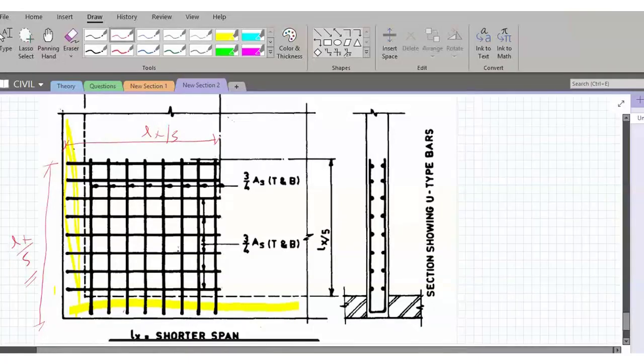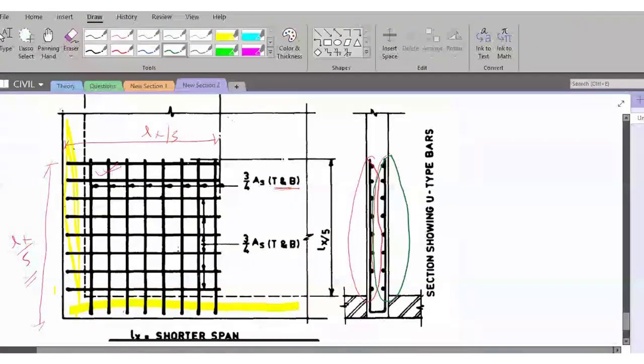Okay, so torsion reinforcement is provided at the corner in the form of a mesh, and the mesh has a minimum length of Lx by 5 in each direction. So you can say it's a square mesh which has to be provided at the top as well as at the bottom. Now, what will be that steel quantity? Again, I'll come back to the code.